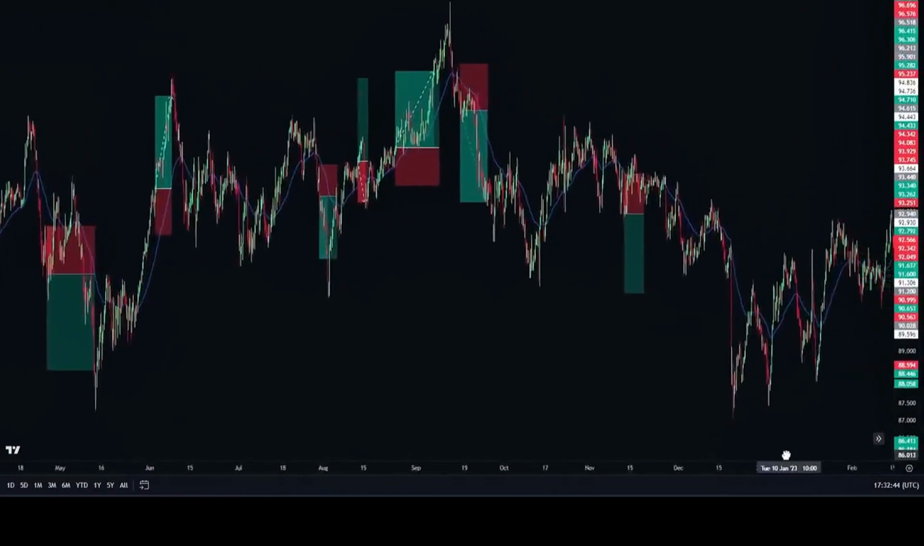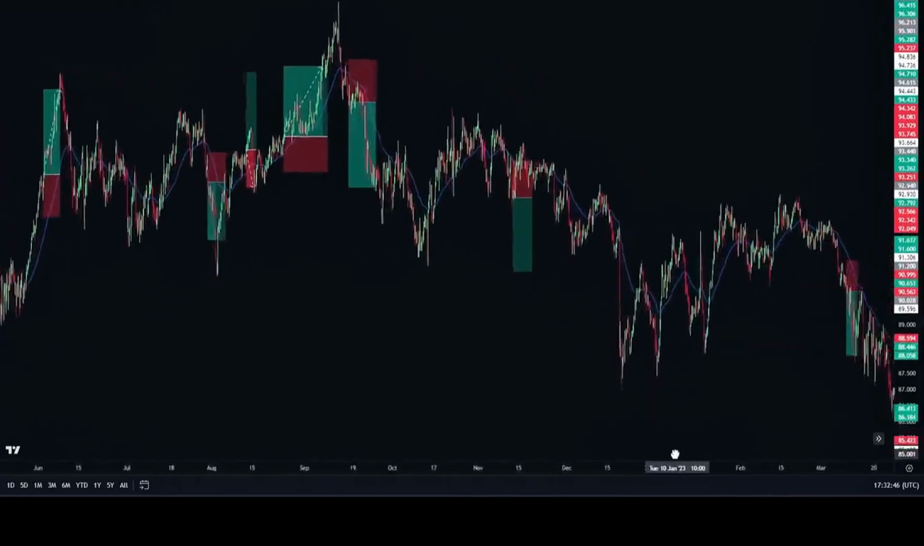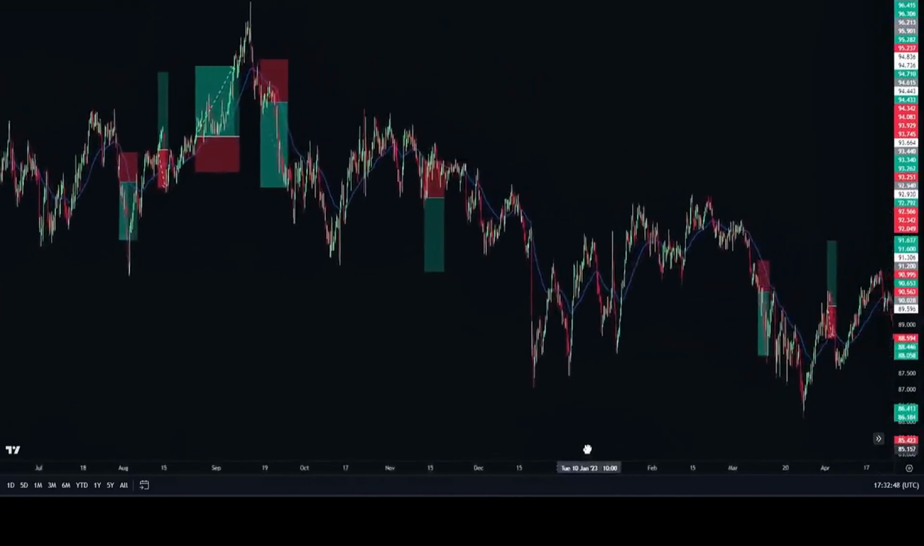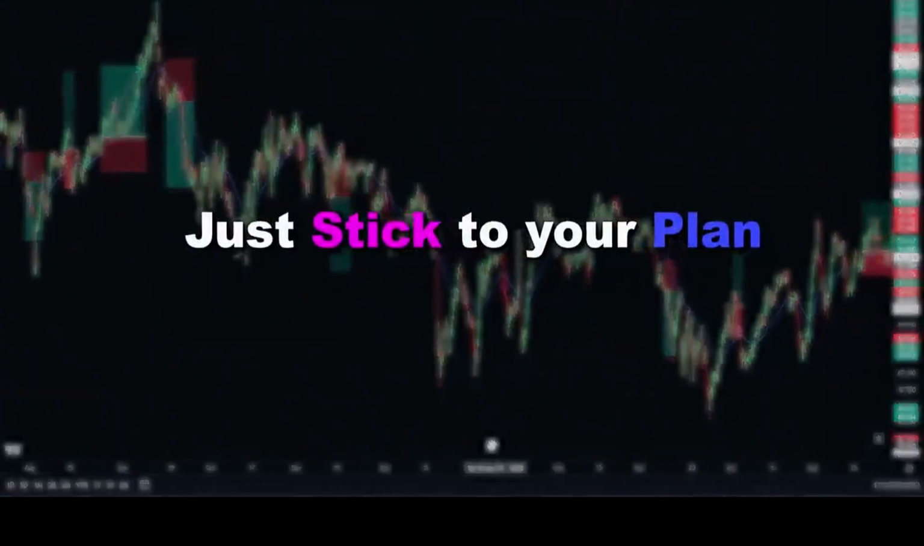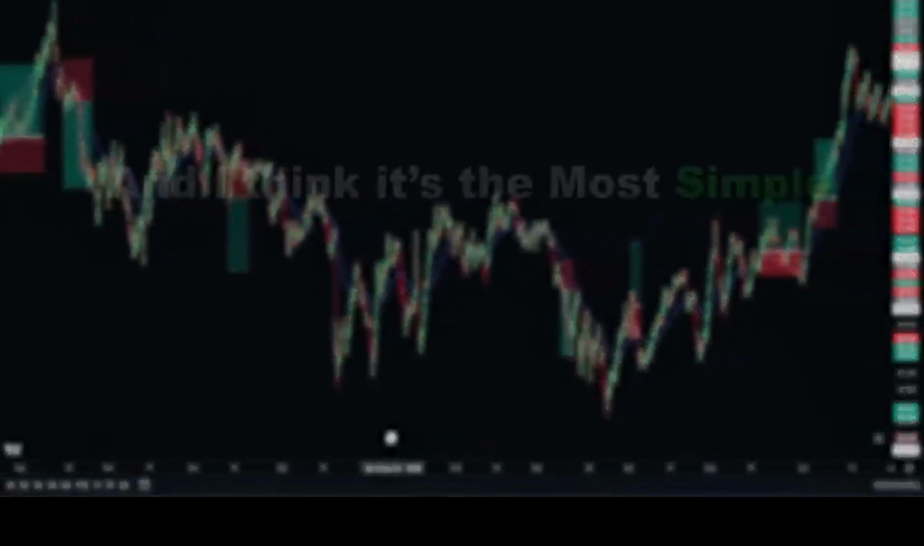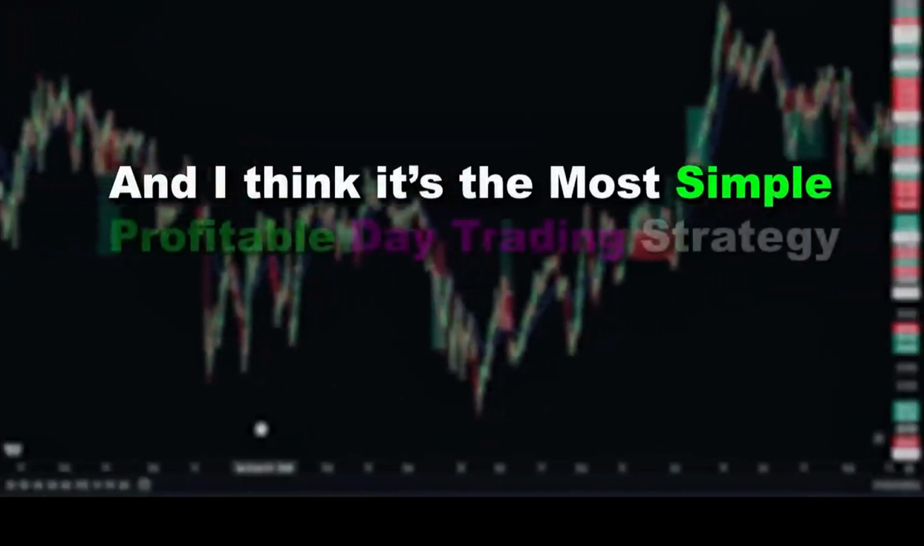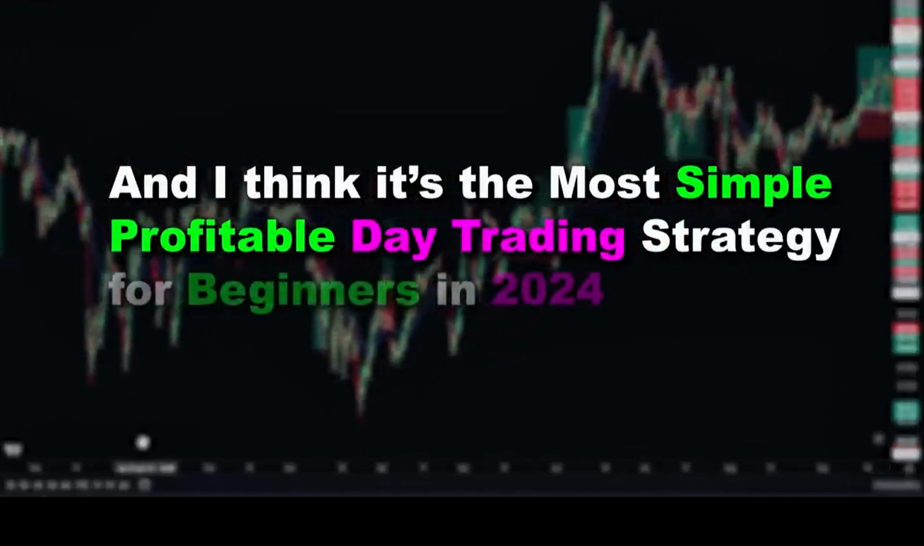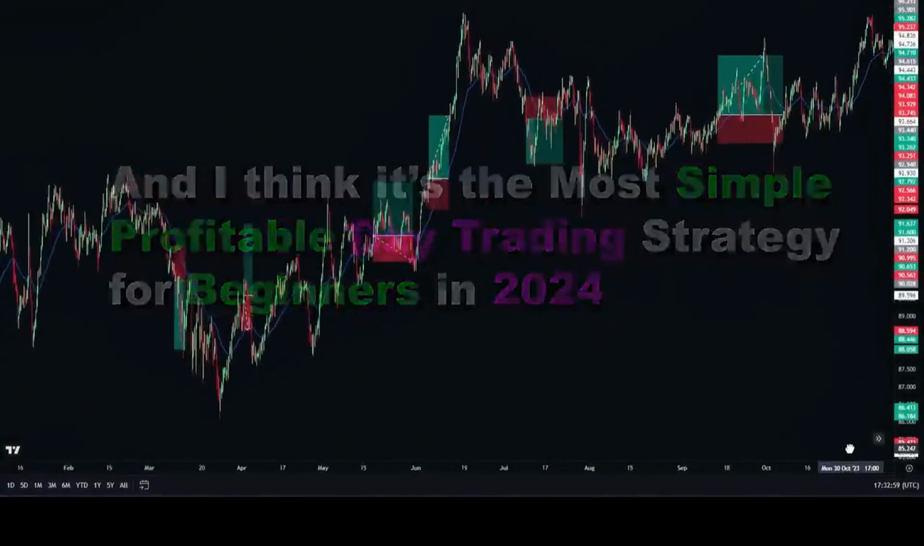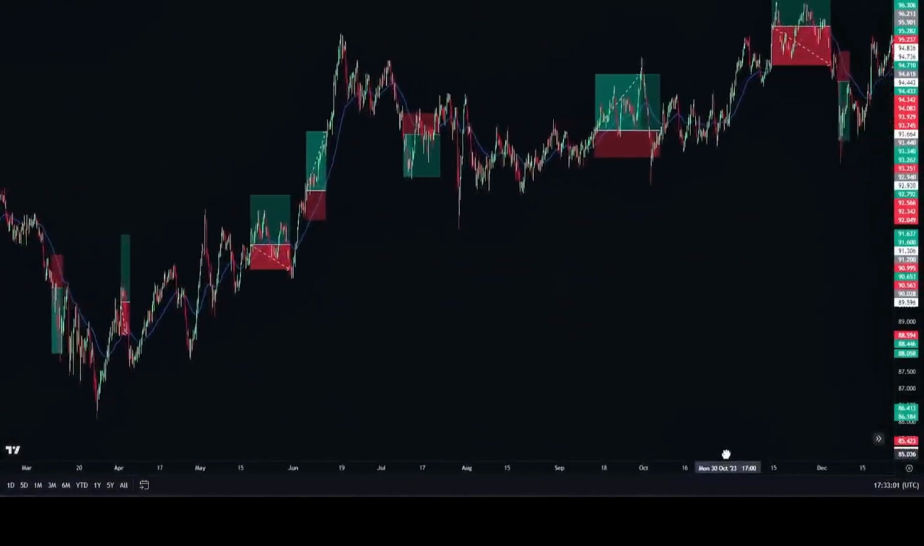So it's proof that your strategy doesn't have to be complicated if you want to make money with trading. You just need to follow a few simple rules and follow them every single time without any exceptions. Literally, just stick to your plan. I like this strategy a lot, and I think it's the most simple, profitable day trading strategy for beginners in 2024.